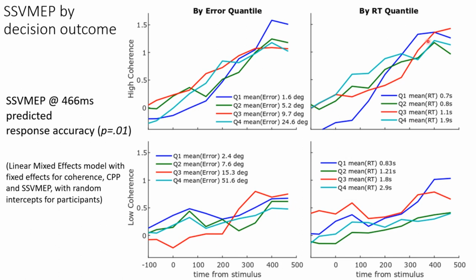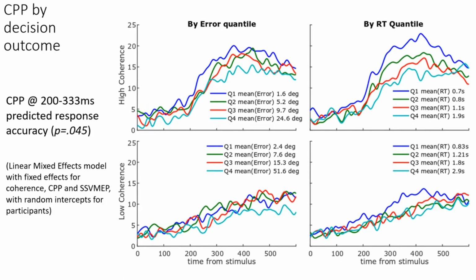And for response time, when we did the same thing for the response time quantiles, we didn't see as clear a relationship. And we ran statistics at the single trial level, and we found that the SSVMEP did predict response accuracy. So we could do the same thing for the CPP, and again we found that the most accurate responses had the strongest CPP signal, down to the least accurate responses having the weakest. And similarly for the response time quantiles, we found that the fastest responses had the strongest CPP signal. And again, at the single trial level, the CPP was significantly related to response accuracy.